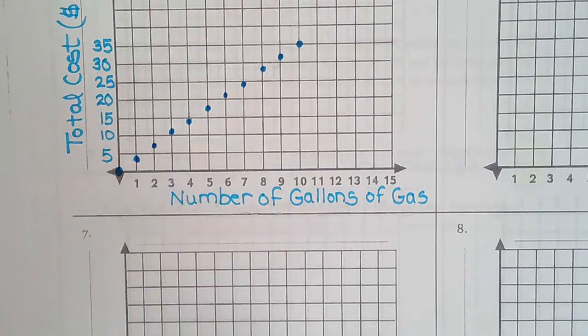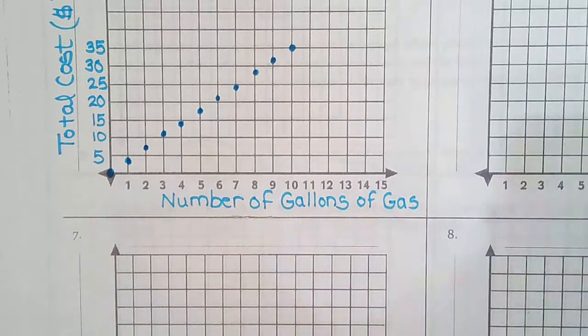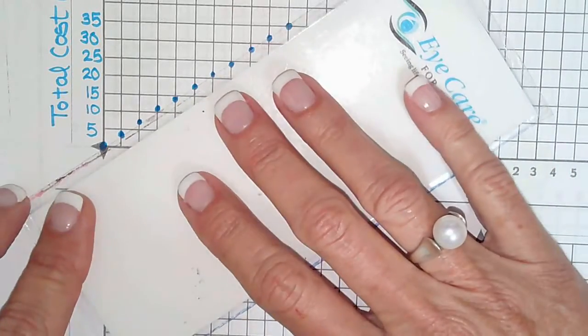And then the other question you have to ask yourself is, do I need an arrow? So, could I buy more than 10 gallons of gas? Absolutely. Most of us do, or a lot of us do.